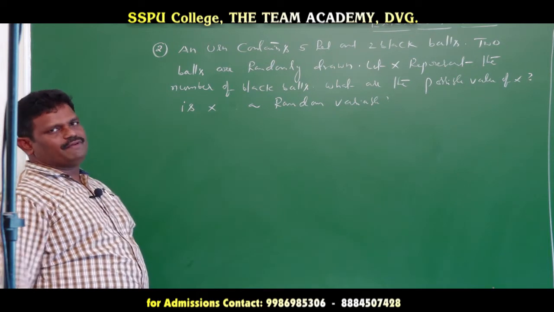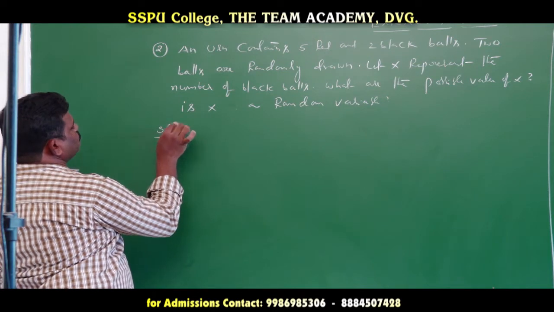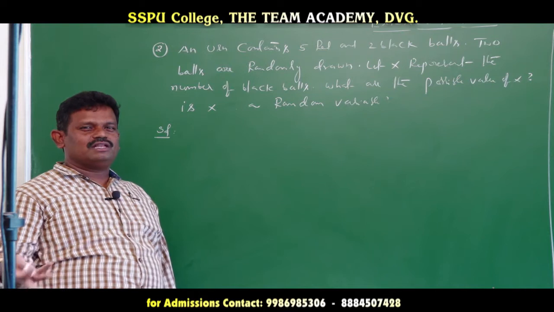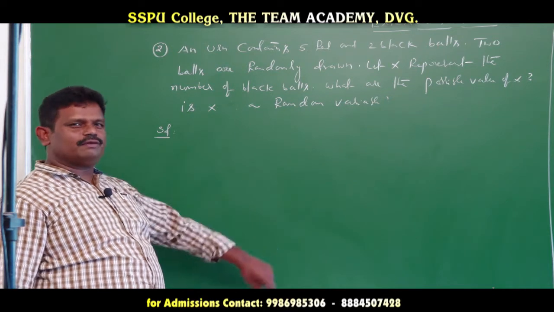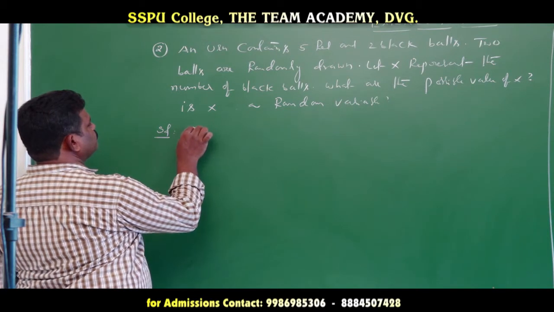X is a random variable. So if you want to verify the possible values of X, then X having the possible values means that it is a random variable. So first, 2 balls are drawn.